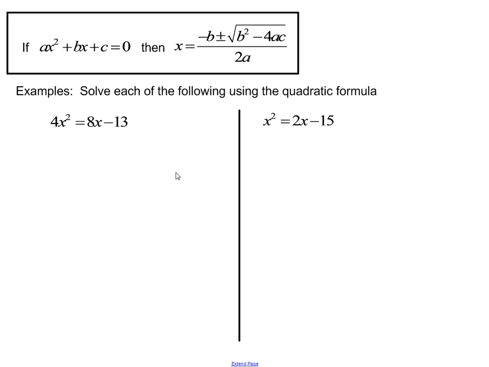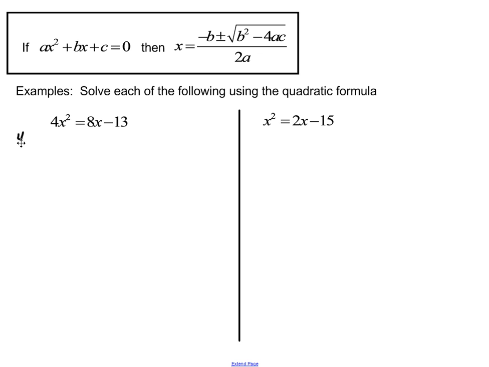Okay, so let's run through a couple more examples of using this quadratic formula to make sure that we understand the situation. First of all, if we're going to solve using the quadratic formula, our very first step will be to rewrite any equation that we have into the standard form of ax squared plus bx plus c equals 0, which means in this first case, 4x squared equals 8x minus 13, I'm going to have to subtract 8x and add 13 to both sides before I can do anything.